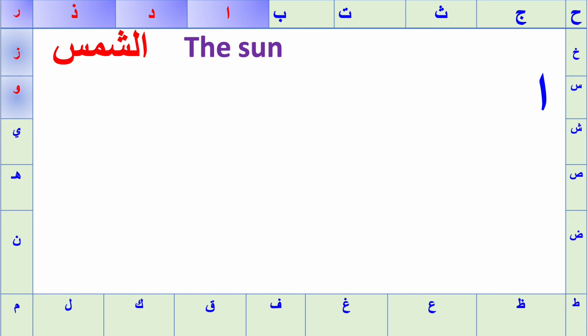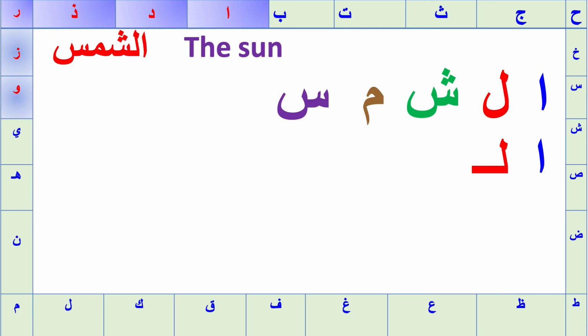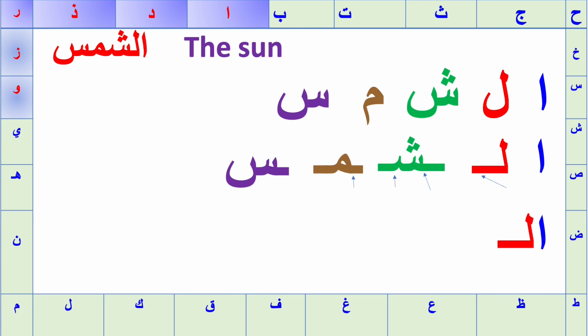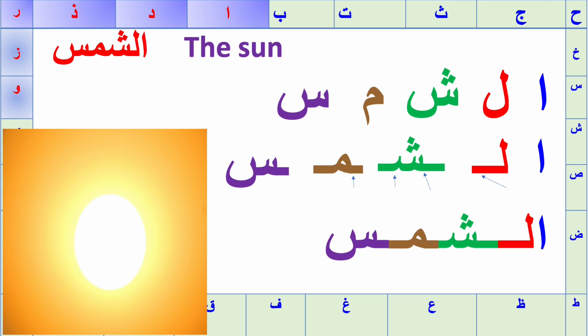Component letters are alif, lam, sheen, mim, sin. Al-shams. So the lam will extend to the left. The sheen will extend at both ends. The mim will extend also at both ends. Then finally we have the sin. When the word is written, finally we get the following form: al-shams. Here is an image.